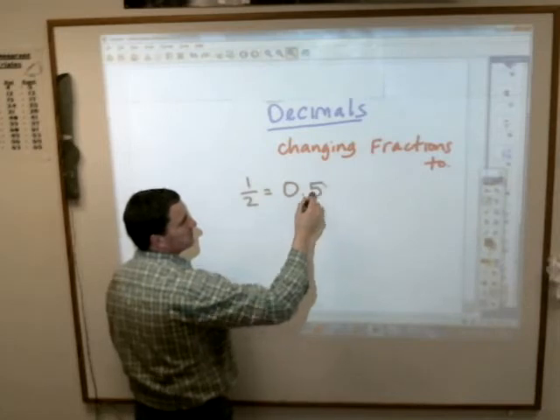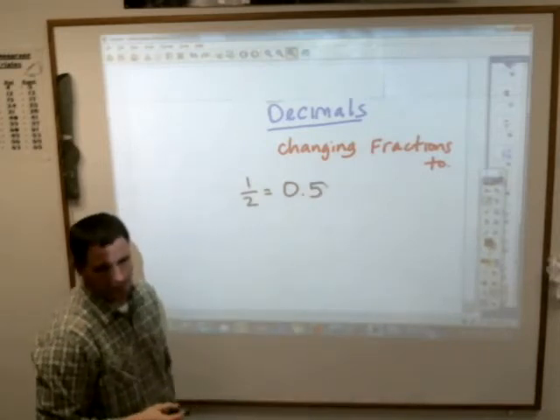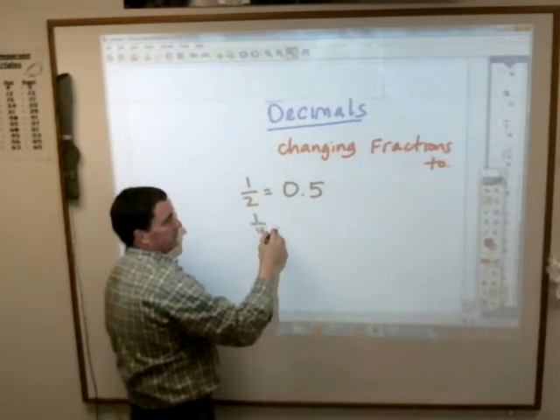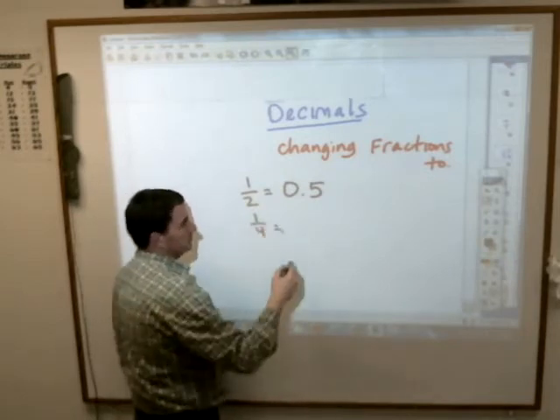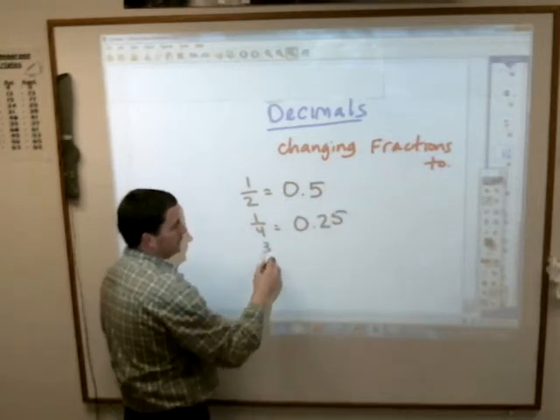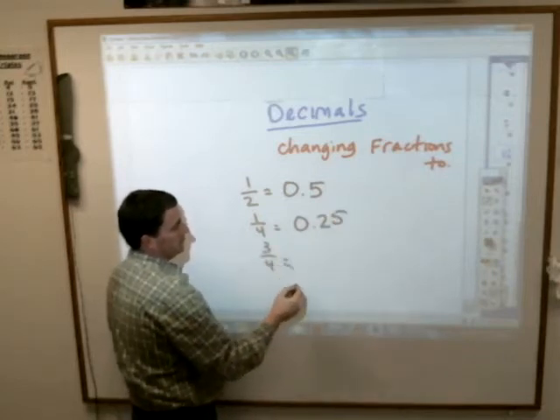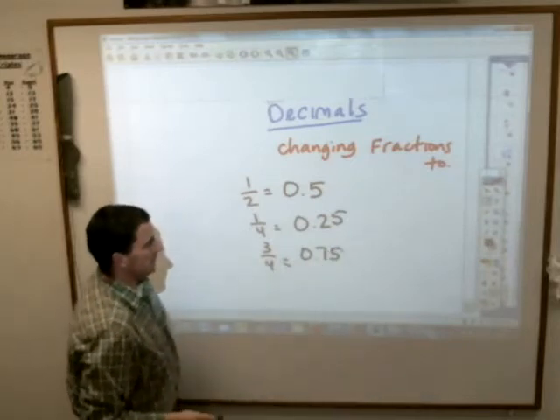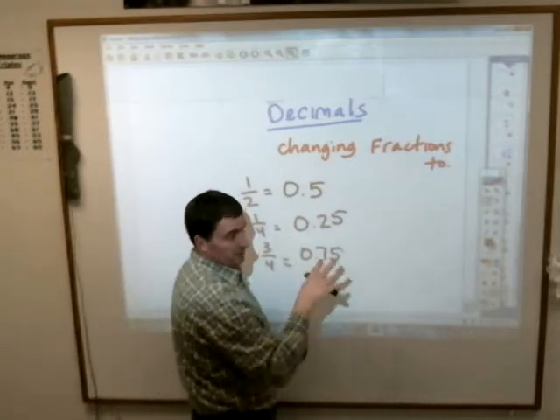You say 0.5? Yeah, think in terms of money, half of a dollar is 50 cents, or a quarter of a dollar is 0.25, or 3/4 of a dollar is 0.75. So that's way number 1, ones that you already know.